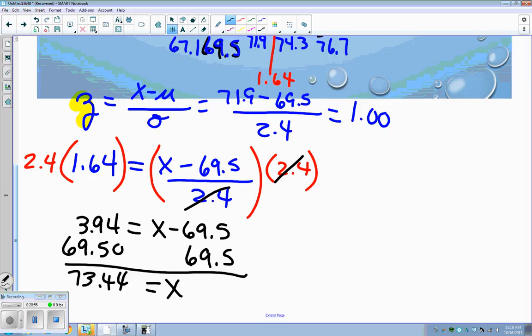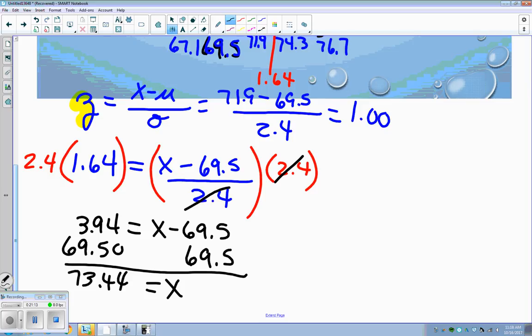Yes, Jackie. But for the inverse one, we could have just put in the 69.5 for mu and the 2.4, and we'll give you that. That's where we're going next. Yes. But I want to make sure everybody understands z-scores, see where it fits, et cetera, et cetera.